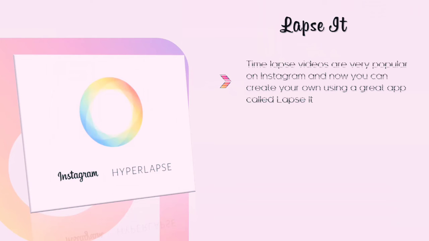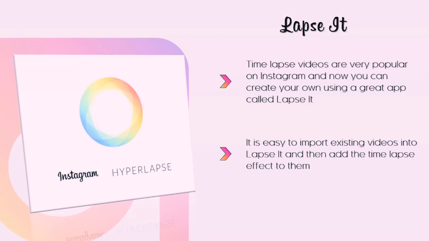Lapse It. Time-lapse videos are very popular on Instagram, and now you can create your own using a great app called Lapse It. With Lapse It, you can create accelerated versions of events that slowly change, such as seeing a flower bloom from a bud in a few seconds. It is easy to import existing videos into Lapse It and then add the time-lapse effect to them. You can speed things up or slow them down using the app and also add music in the background. There are so many features in the free version for iOS and Android, and if you need more, then you can upgrade to the Pro version for only $1.99.